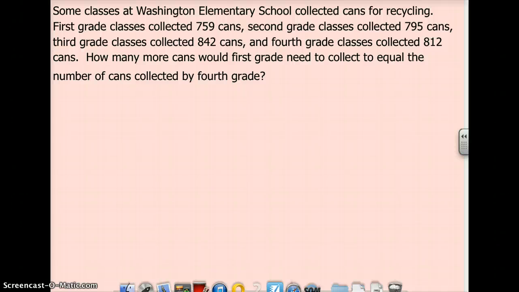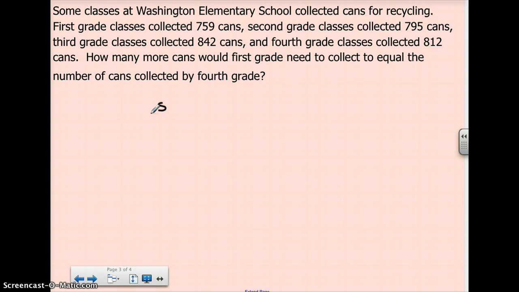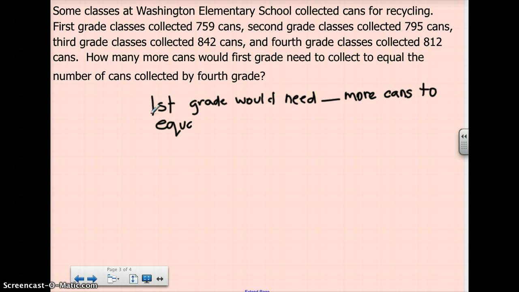Okay, so starting off with first grade would need blank more cans to equal fourth. And it's real important that they're writing this because it makes them stop and they have to really understand what that question's asking for. So that's a big part too.